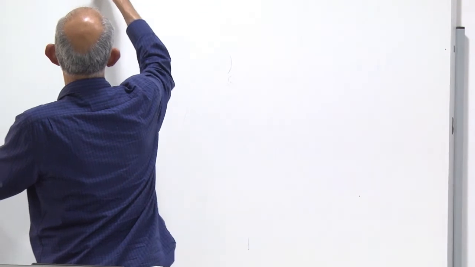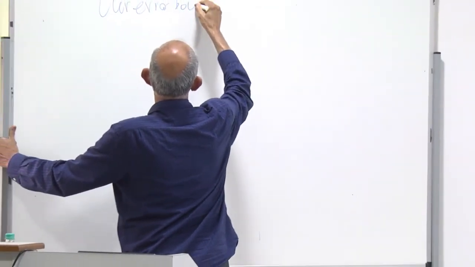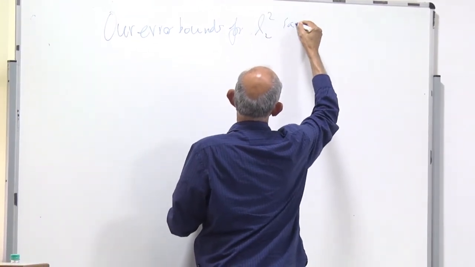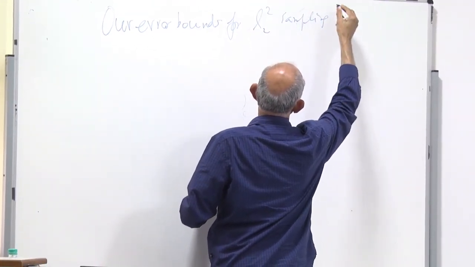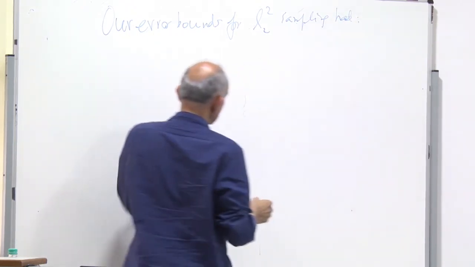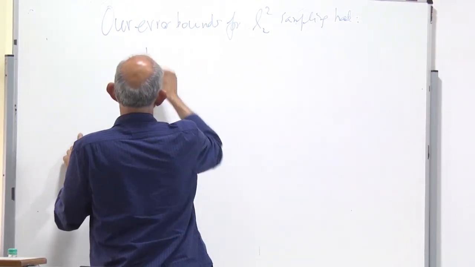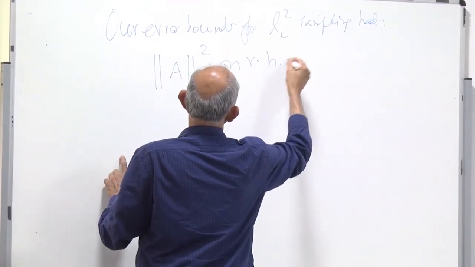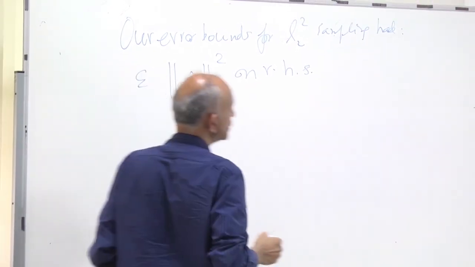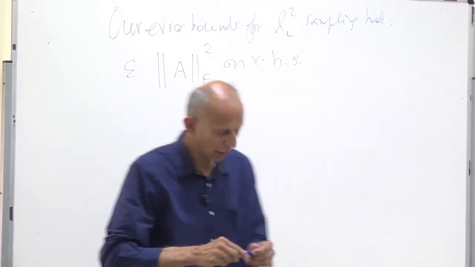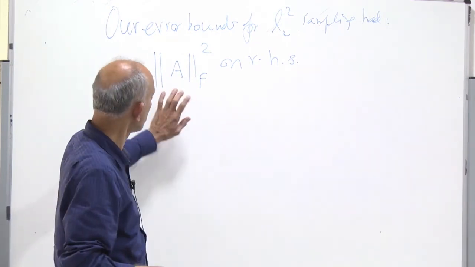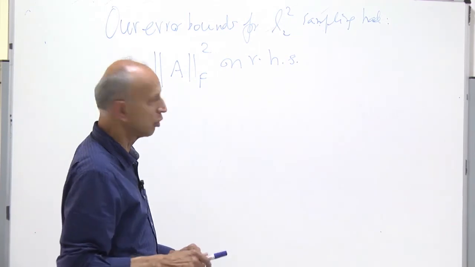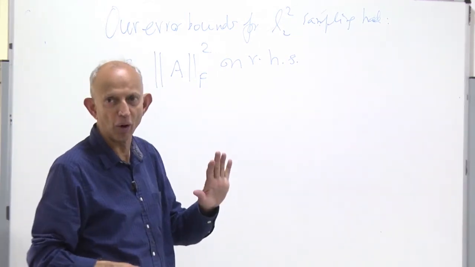So our error bounds for length squared sampling always had, or generally had, on the right hand side... Not every one of them. There was one today where I had only the spectral norm, but this is what I generally had on the right-hand side, right? Okay. And I told you that I cannot replace this by spectral norm.